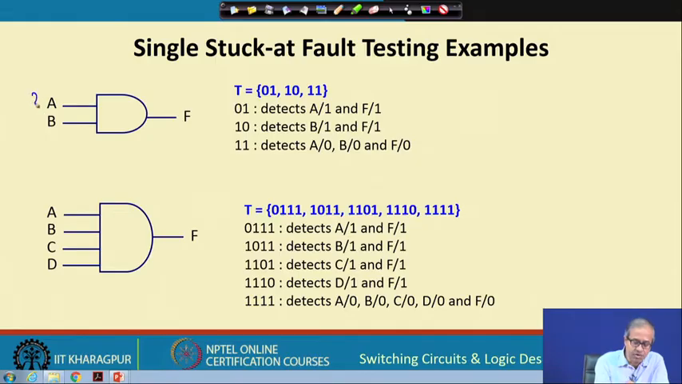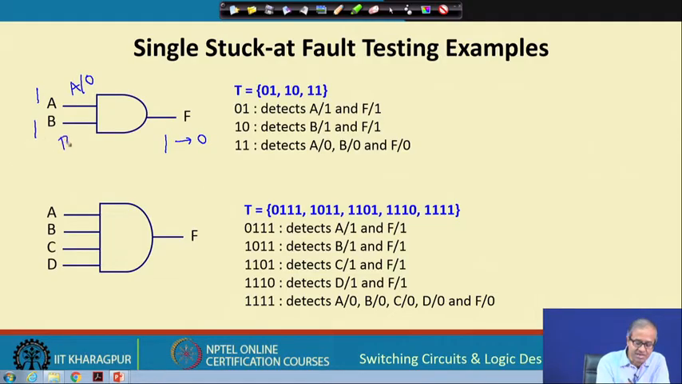0 1, if we apply 0 1, then under fault free condition output will be 0. So, if either A stuck at 1 fault is there, then 1 1 will come, the output will change to 1, it can be detected, or if output F stuck at 1 fault is there, then also output will become 1, it can be detected. Similarly, 1 0 can detect B stuck at 1 and F stuck at 1, and 1 1, if we apply both 1, the output is supposed to be 1. So, if there is a fault A stuck at 0, that can be detected because one of them is becoming 0, output will become 0.